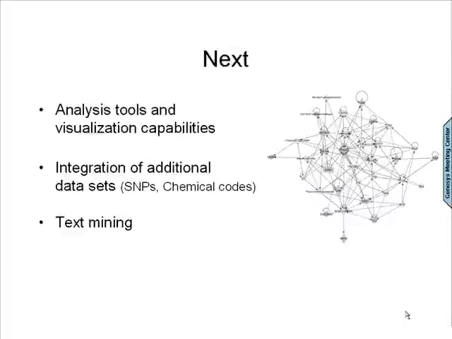Next, a lot of our data right now is very text-based, so we'd like to add visualization capabilities so that you can leverage this text-based information into images that the user can interact with on a more dynamic level. We are also looking at integration of additional data sets, particularly SNPs that we know have associations with diseases. There are a lot of chemical coding resources at the EPA that would help us and help the user categorize chemicals that may be associated with a disease or gene of interest to them.